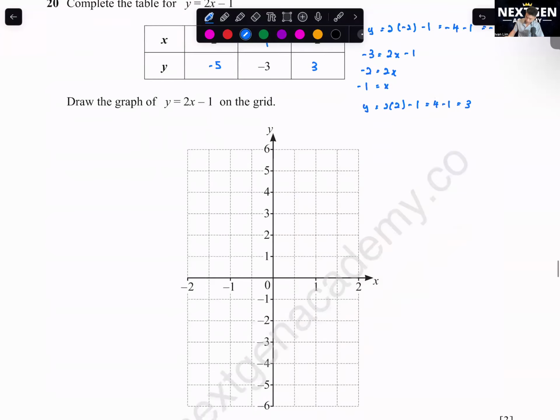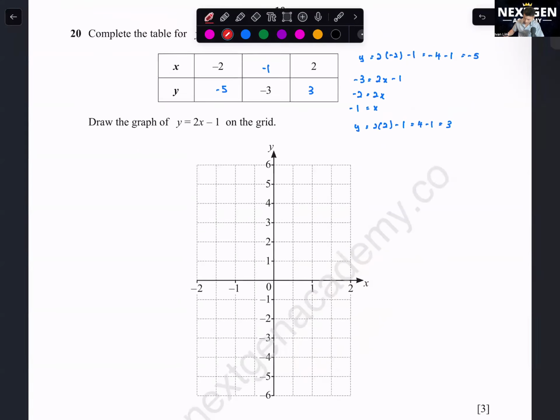Then plot it out. When you plot, I want you all to draw each point as an X. Minus 2, minus 5; minus 1, minus 3; then 2, 3. Where's 2, 3? Then we draw a straight line like this. Why do we draw the points as an X like that? So that when you finish the paper, you can check back and see the points that you plotted. If you put a dot, later when you draw the line, the dot disappears.